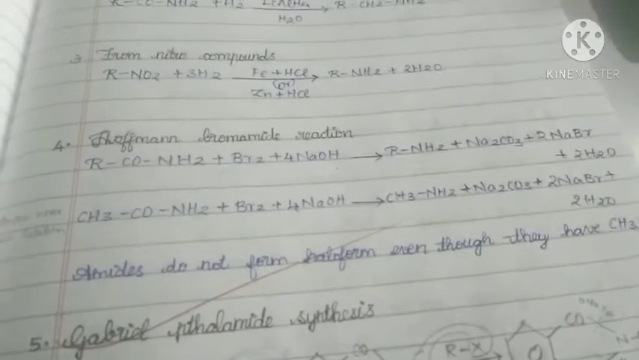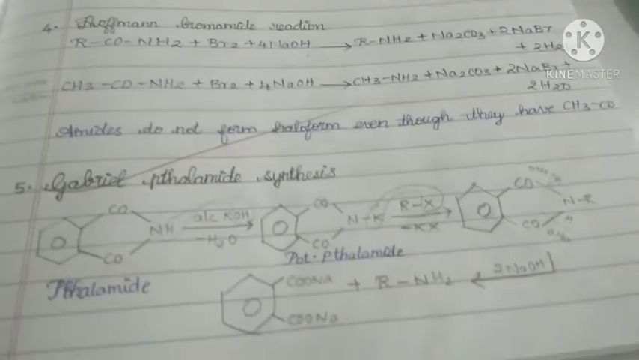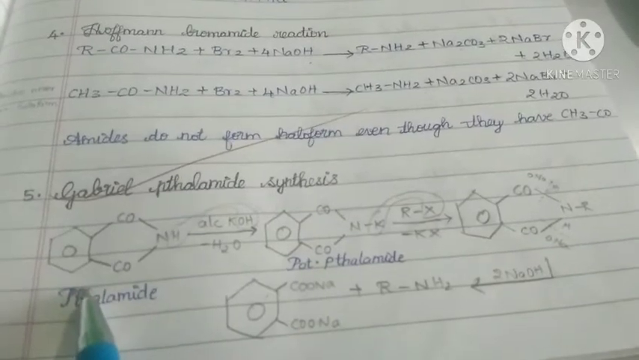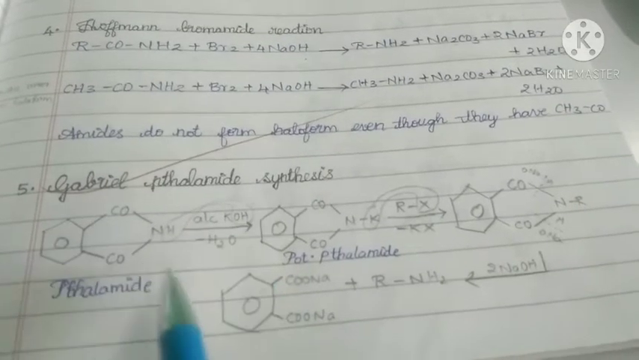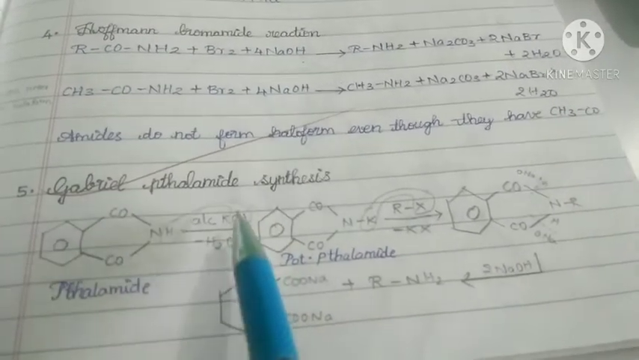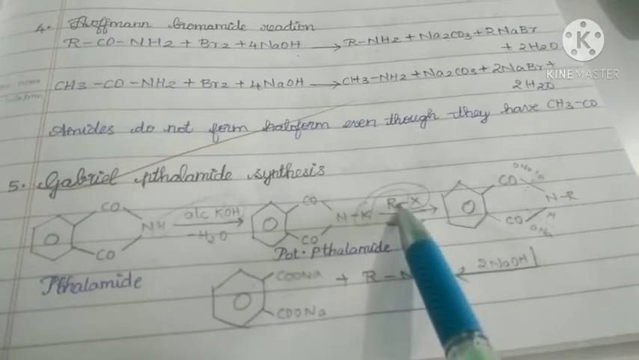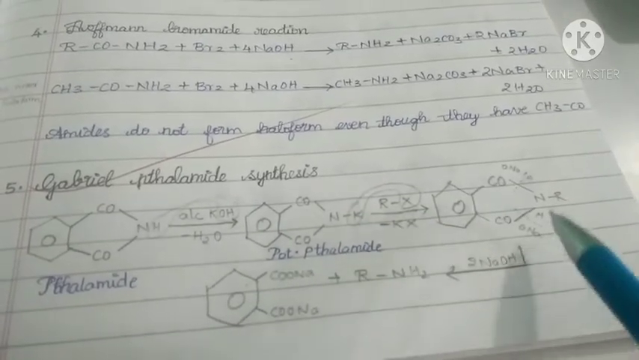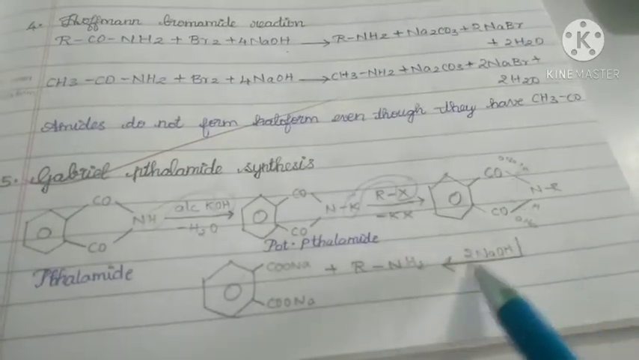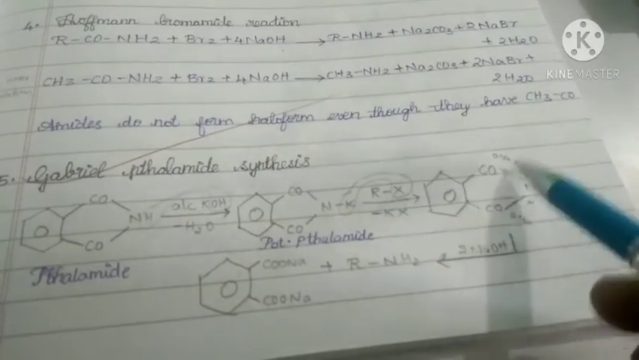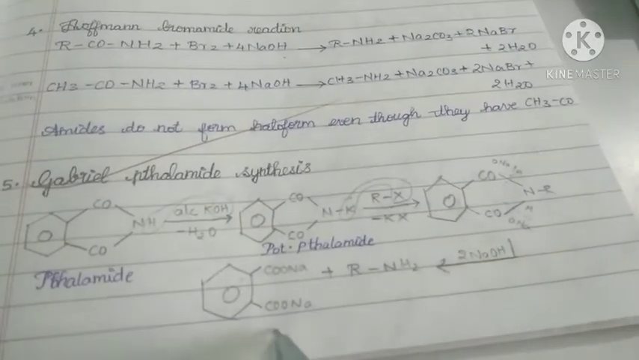Next reaction is Gabriel phthalimide synthesis. This is also a very important reaction because it is a named reaction. This compound is phthalimide. When this phthalimide reacts with alcoholic KOH, then H2O will be removed. Then the potassium comes here. This is potassium phthalimide. When this potassium phthalimide reacts with the alkyl halide, then KX will be removed. Then this compound will be formed. When this compound reacts with NaOH, then these bonds will be broken. Then this will be formed. This is alkyl amines. This is a byproduct.